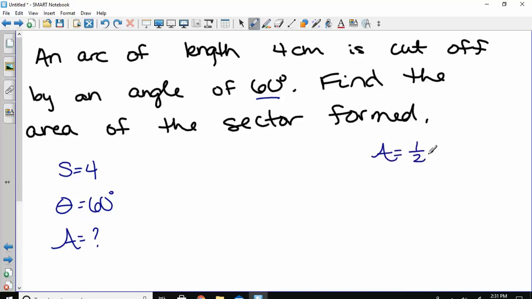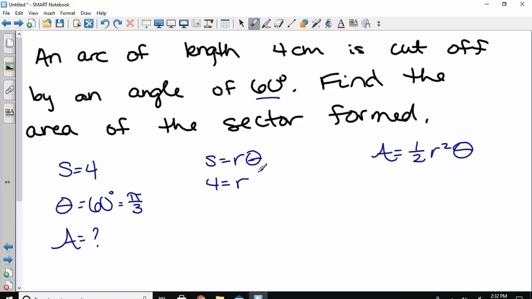So my area formula, A is 1/2 R squared theta. What's wrong with that? There's no R. We don't have R, so we can't use that formula. So we have to do some background work. We need to find out R so we can go to the other one. So this problem is going to require us to use both formulas. What do I need to do before I can use this formula? So 60 degrees, you might remember, is pi over 3, or you could multiply by pi over 180 and get that. So now we can do S equals R theta.